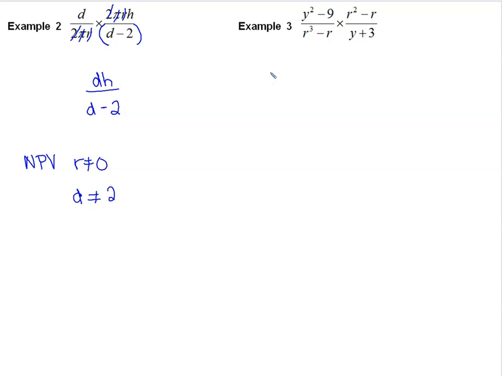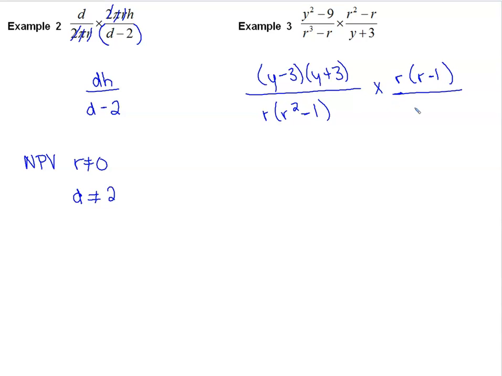Same idea over here. The first thing I want to do is factor where I can. So this is a difference of squares. So y minus 3 and y plus 3. Then on the bottom here, I can factor out an r. That's as far as I can go, so r minus 1. And then over here, I can factor out an r minus 1. And then on the bottom here, I'm back to my y, and it's just y plus 3. So I can cancel this out, but that's all for now.